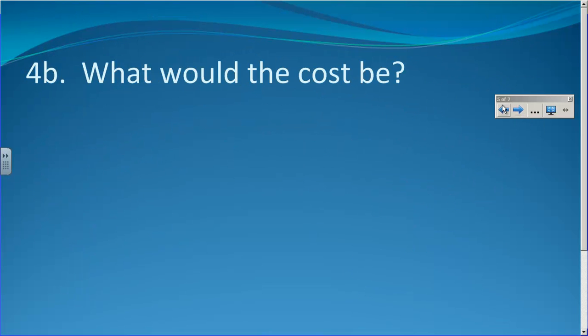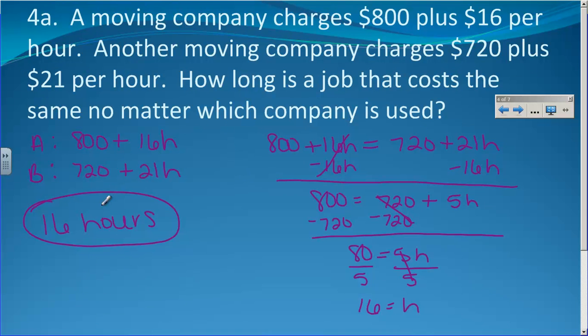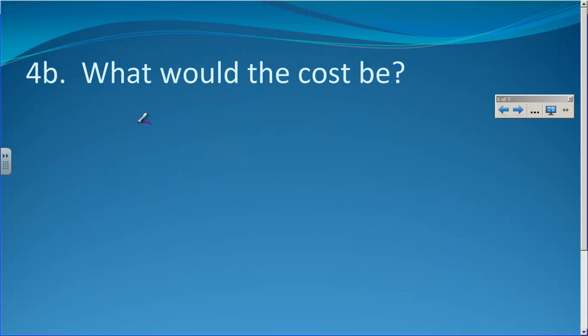Now it asks for what would the cost be. So taking this equation, okay, we know it's going to be 16 hours, and we know that they are equal. It doesn't matter which moving company's expression you use to find out the cost. You plug in 16 to here or 16 to here, and it's going to be the same amount. That's the reason we found the 16. So I'm just going to go with the first one. So it is 800 plus 16 times 16, because it was 16 hours.